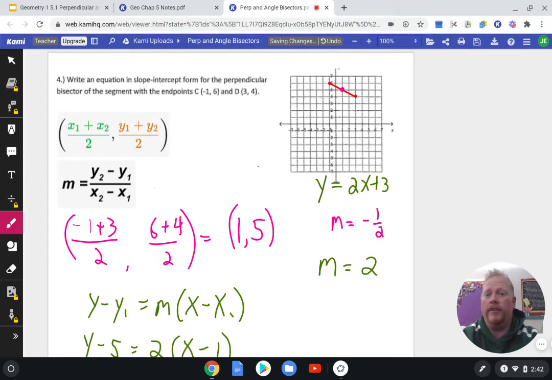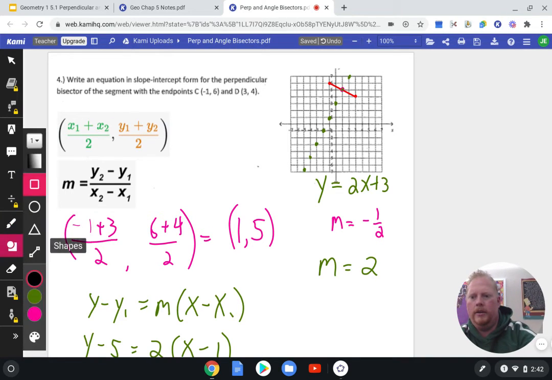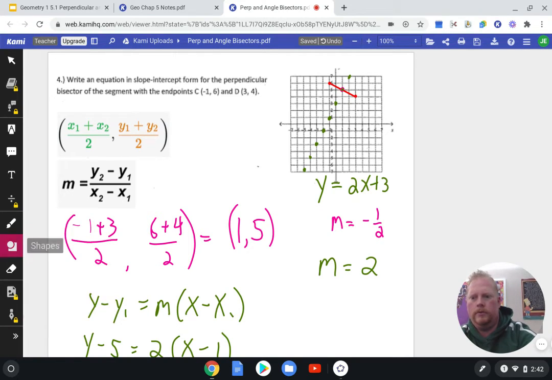And now I'm going to graph it just to verify that it looks like the perpendicular bisector. So I go up 3, and then up 2 and over 1, up 2 and over 1. I can do the opposites, go down 2 and backwards 1. And then make my line. And sure enough, that looks like a perpendicular bisector.